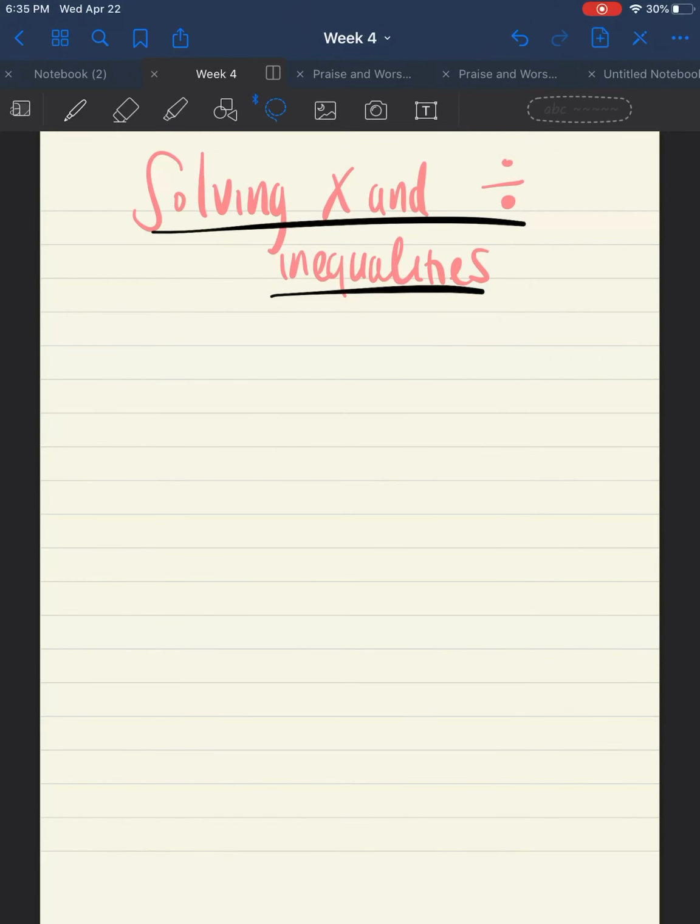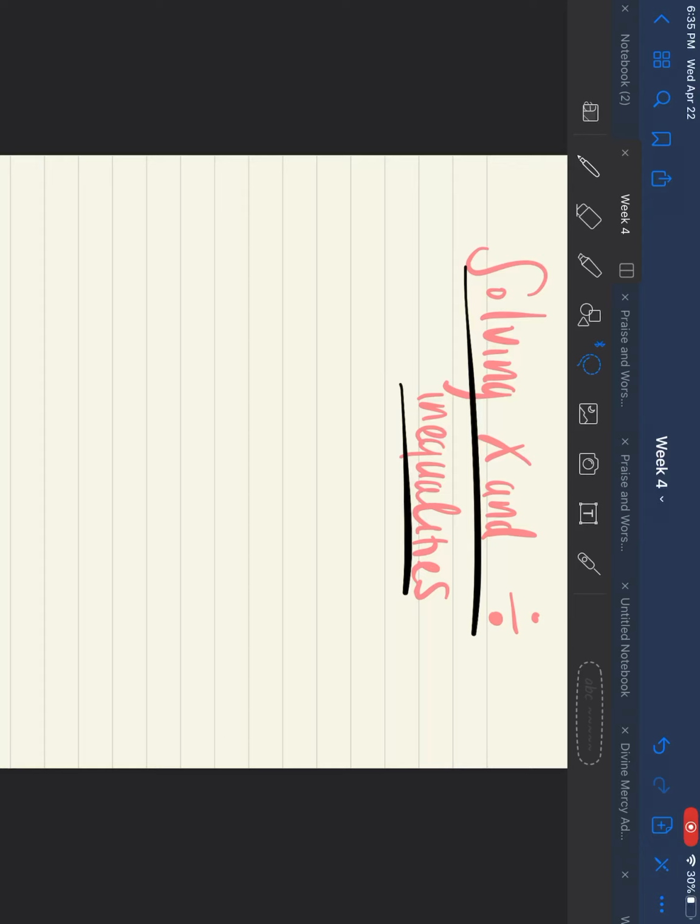Hey everyone, today we're going to go ahead and do a few examples on how to solve for multiplication and division inequalities. So if you recall, an inequality is an expression where we use the symbols less than, greater than, less than or equal to, or greater than or equal to. So let's take a look at one example.